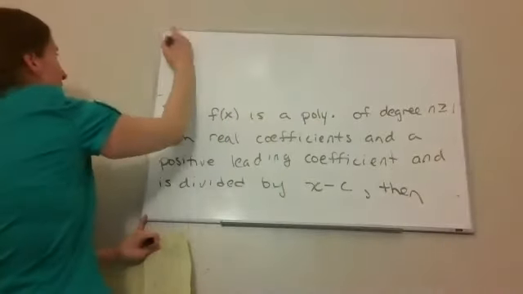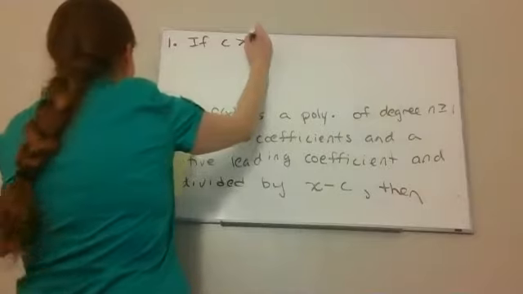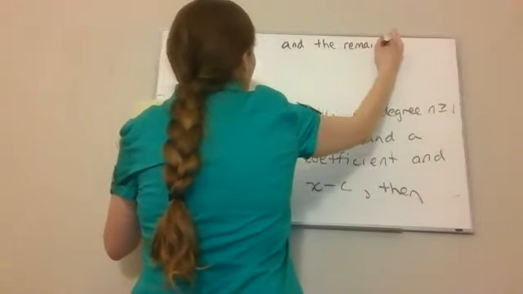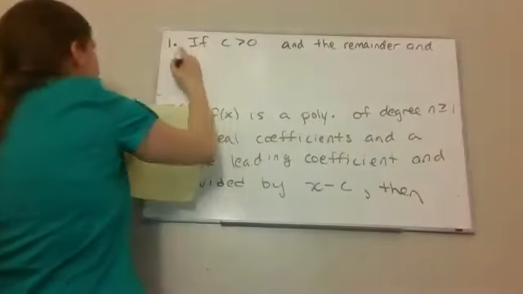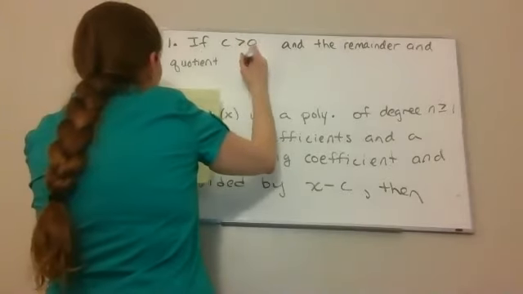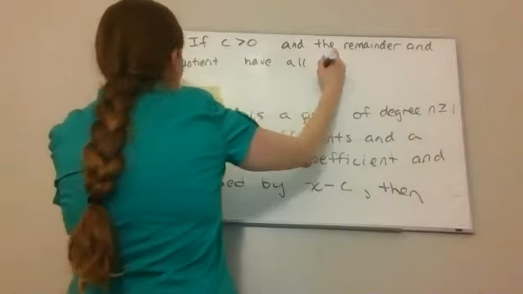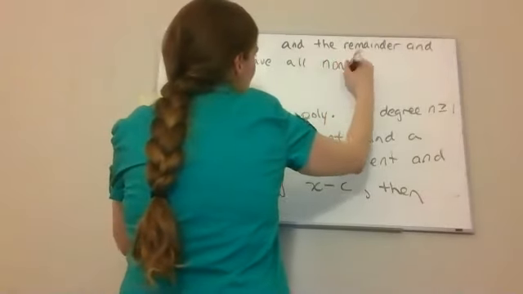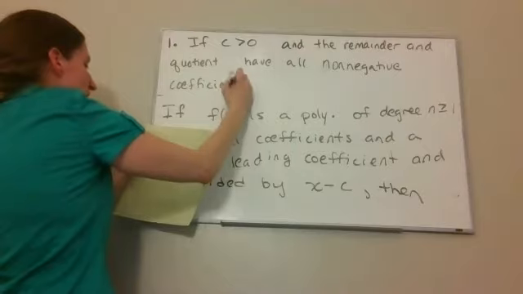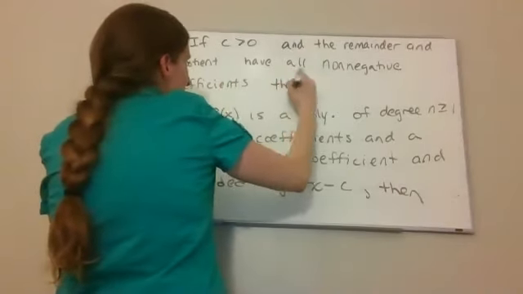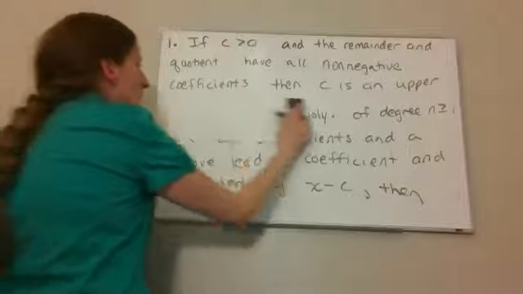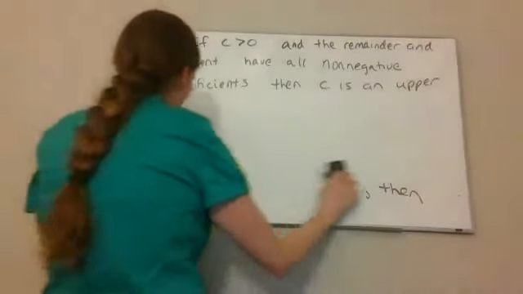First thing, if c is positive and the remainder and quotient have all non-negative coefficients, then c is an upper bound for the real zeros.